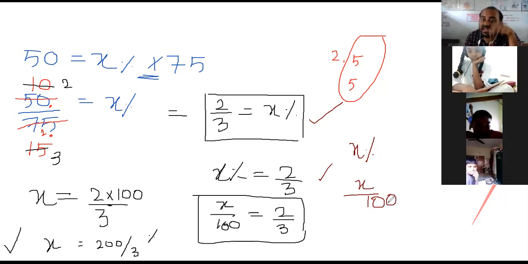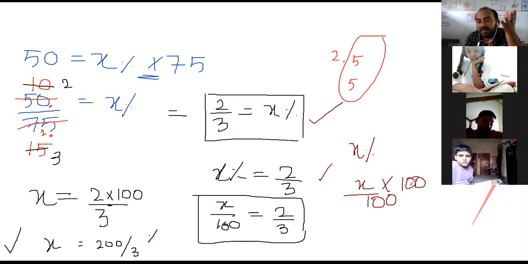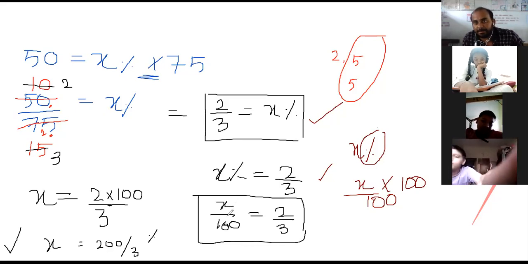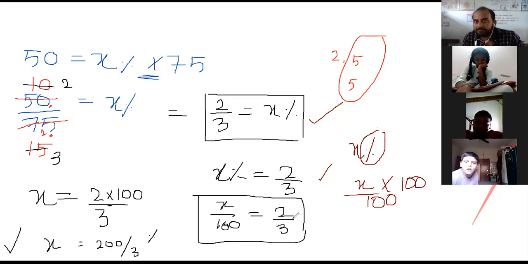Otherwise, if we are creating the percentage, then into 100, right? Understood? When we are creating the percentage, then into 100. When they give the percentage symbol, then divide by 100. Now here I wrote that x percentage, so x by 100 is equal to 2 by 3.